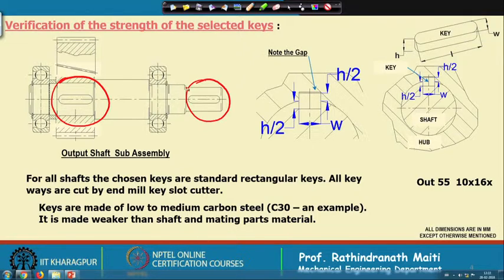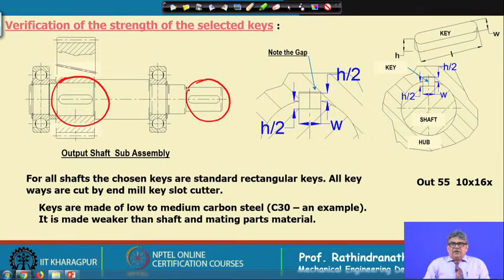Now, if we consider the failure of the key, first of all we should know how the keys are fixed. Many types of keys are used. Among them, the most commonly used are flat keys, whose cross section is rectangular. Usually the width is more than the height. This is the height, designated by h, and this is the width, designated by w, and the length of the key.